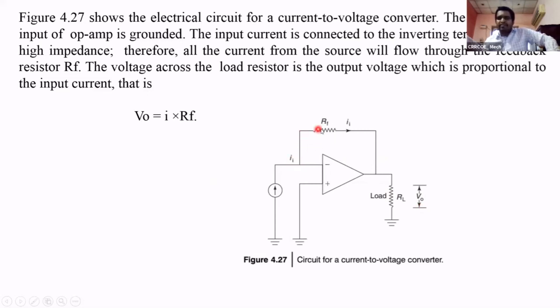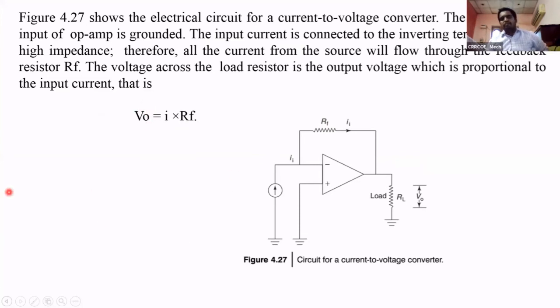So the resistance is R. Here the input current is I and the resistance is R. What is the relationship between V, I and R? V is equal to IR. So V out is equal to the input current into the feedback resistance. That is the final output. We are converting input current into output voltage with the help of this relation: input current into feedback resistance gives the output voltage.